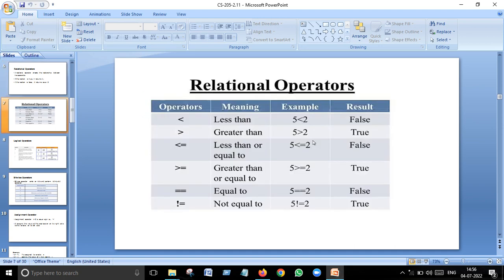These are all the relational operators: less than, greater than, less than or equals to, greater than or equals to, not equals to, and double equals to. These operators are used to check the conditions in a program.